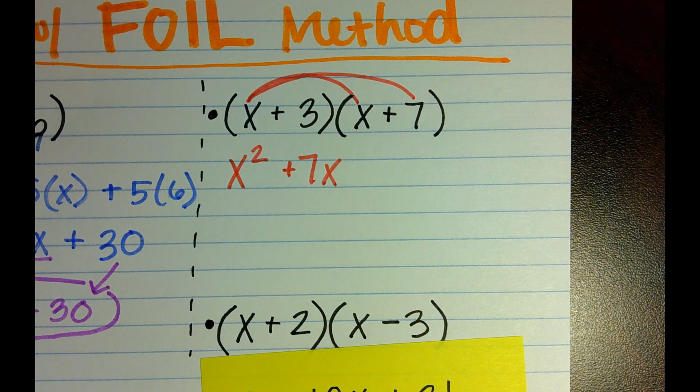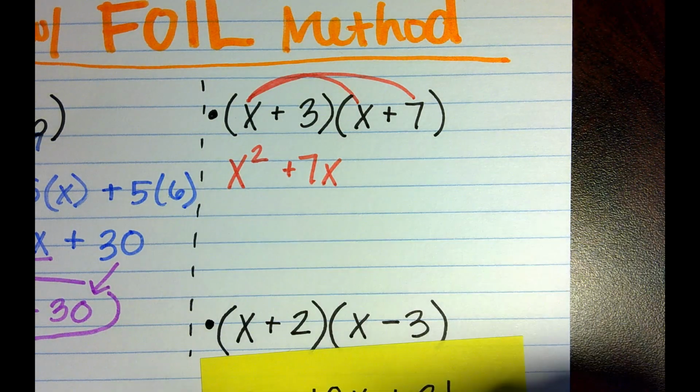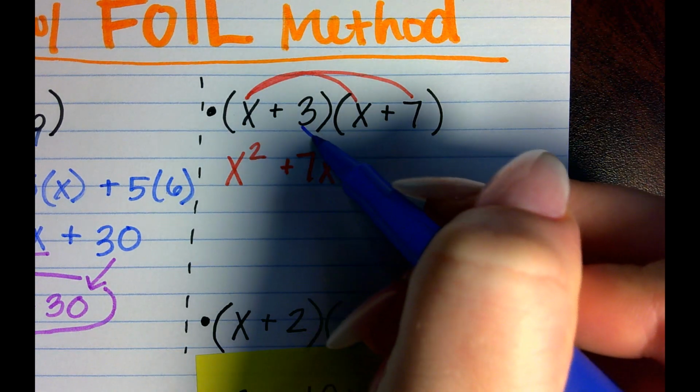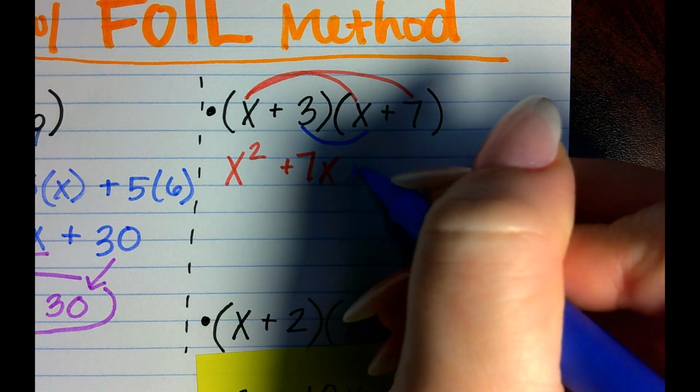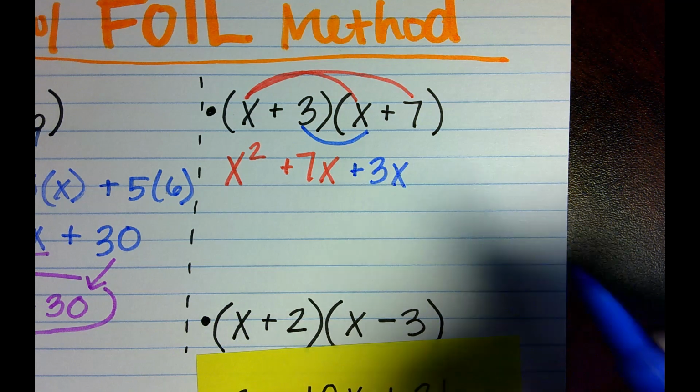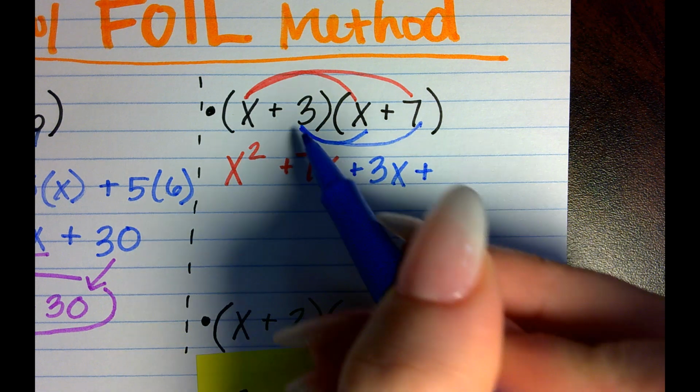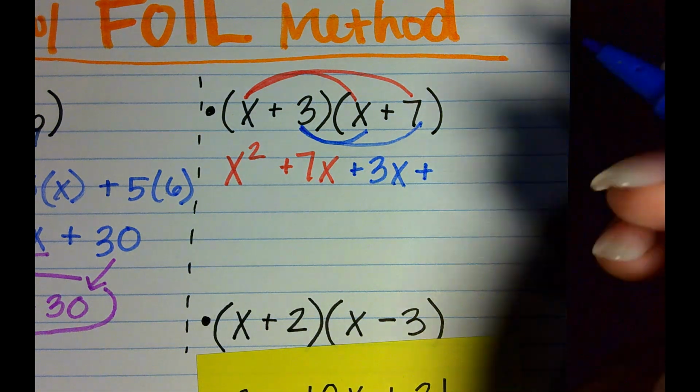So let's move to the next two. What do I do next? 3 times X, which is 3X. And last but not least, 3 times 7, which is 21.